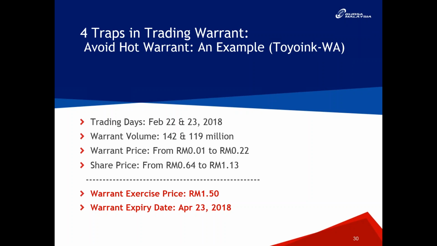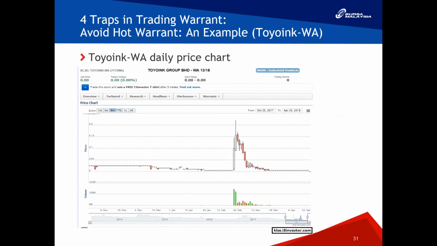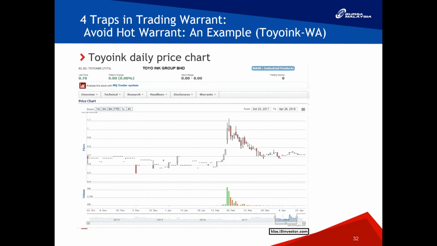Right. But wait a minute. You look down there. I have put down there the exercise price, $1.50. Despite the big jump, this warrant is still out of the money, right? And the other thing is, the warrant expiry date is on April 23rd. That is 2 months only to expiry. And yet people jump into this warrant. Look at this chart. This is a very, very sharp spike in the warrant price.